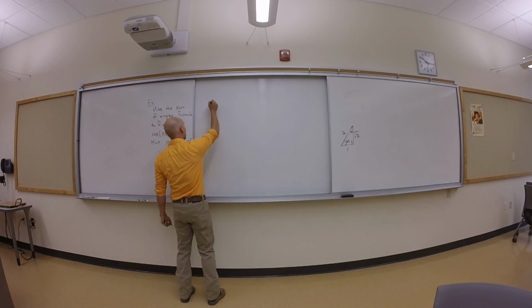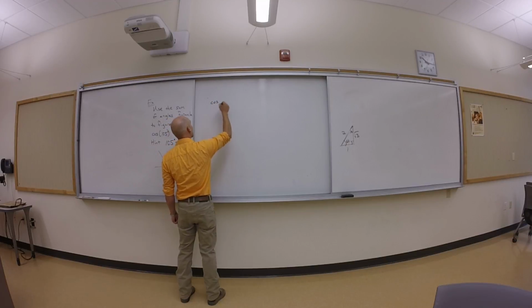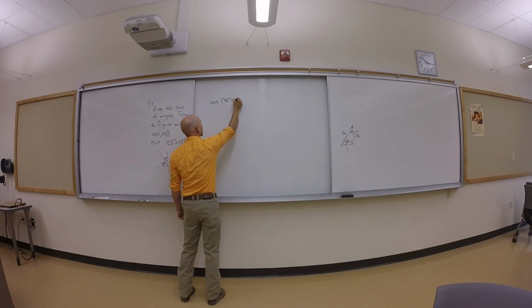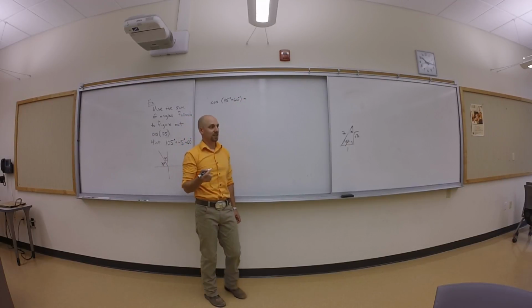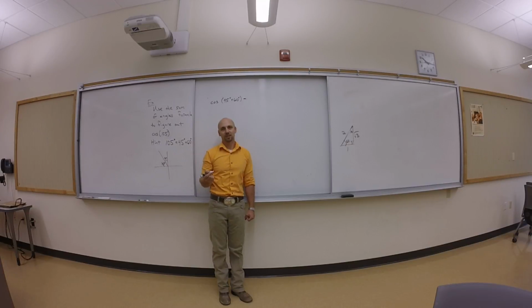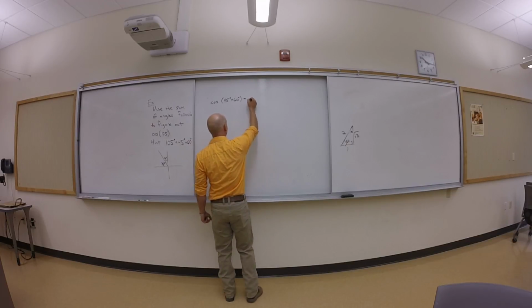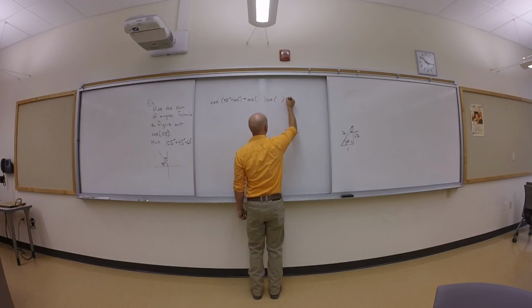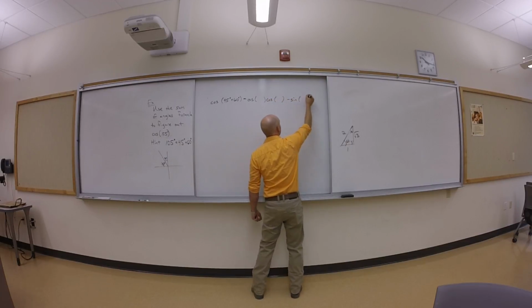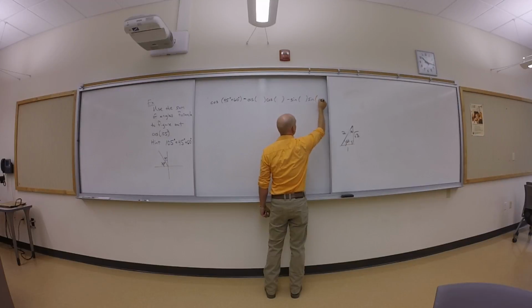So I want to figure out cosine of 45 degrees plus 60 degrees. And they gave me a nice hint of use the sum of angles identity. Okay, so what do I do first? Write down the sum of angles identity. So I have cosine of the first thing, cosine of the second thing, minus sine of the first thing, sine of the second thing.